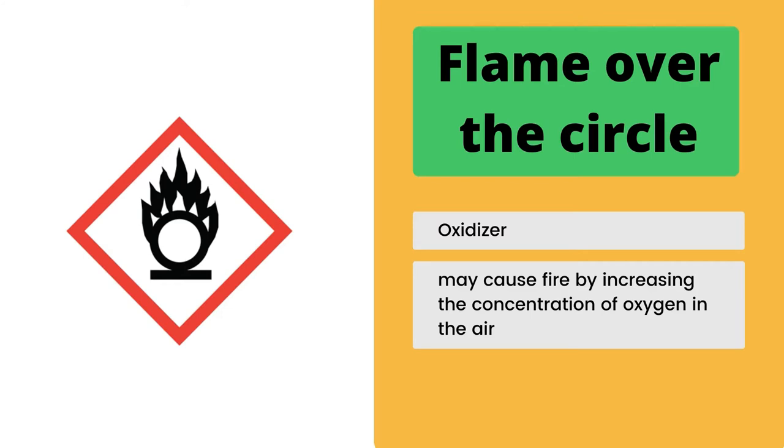Flame over circle. This symbol identifies an oxidizer. Oxidizers are chemicals that facilitate burning or make fires burn hotter and longer. It may cause a fire by increasing the concentration of oxygen in the air.